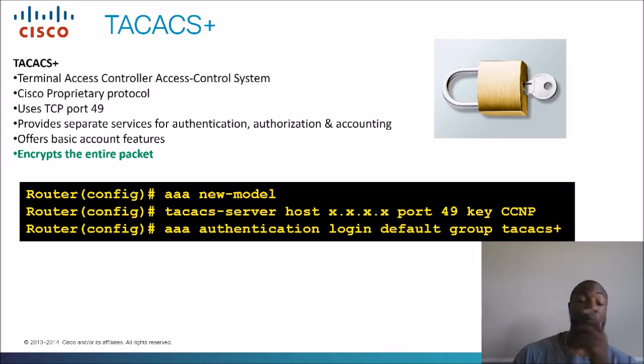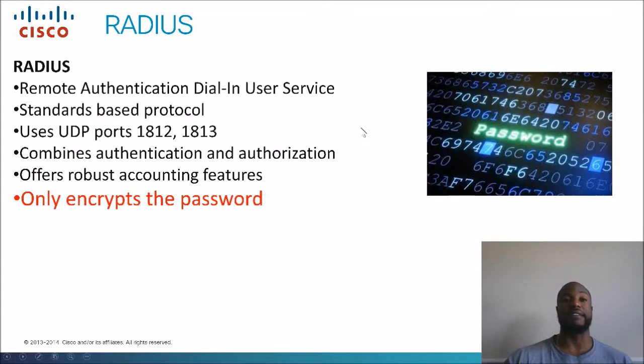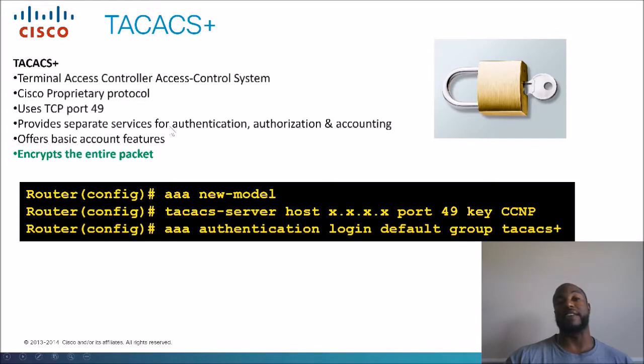I'm pretty sure I've seen that before while studying for the CCNA. These are separate services: authentication, authorization, and accounting, whereas Radius combines authentication and authorization. It does offer accounting, but it doesn't combine those two services. And it only offers basic accounting features. I haven't really seen what the difference between the two is. If you know the answer to that, please put it in the comments below, or I may just put it in the notes below once I figure that out.